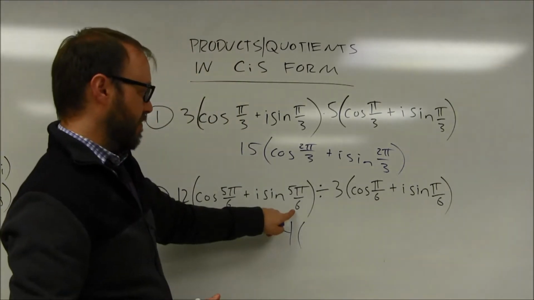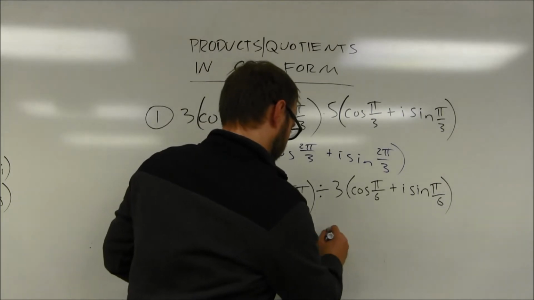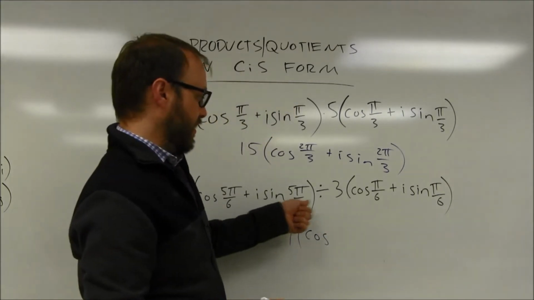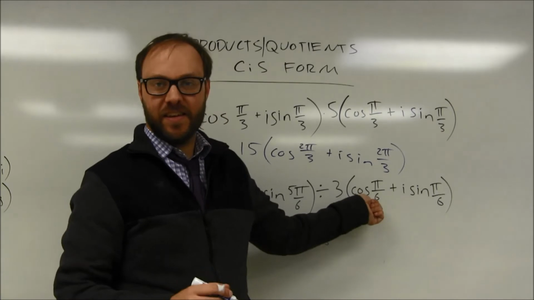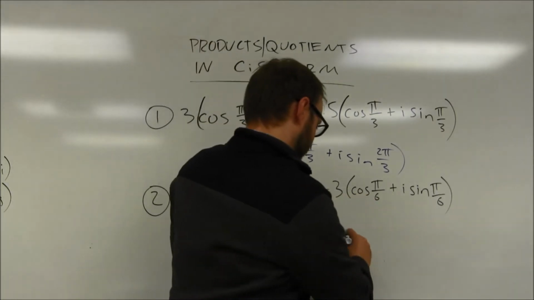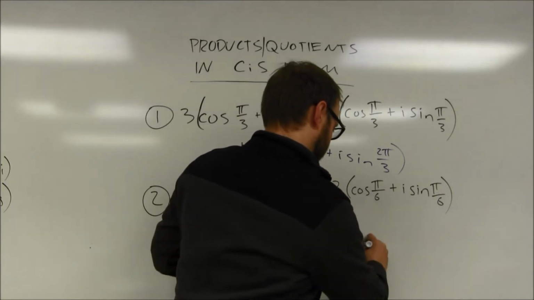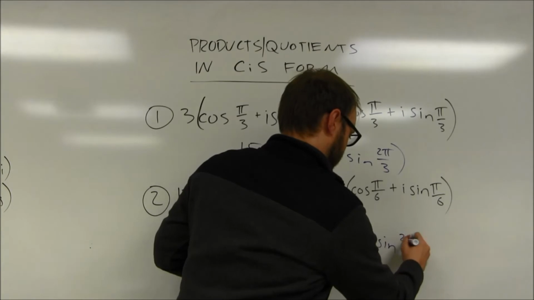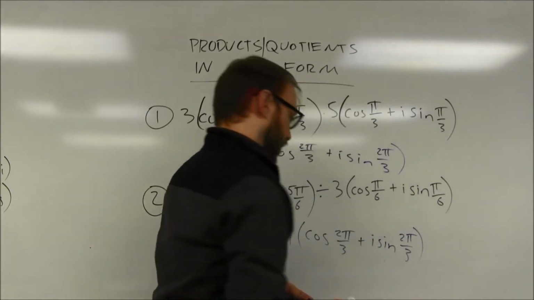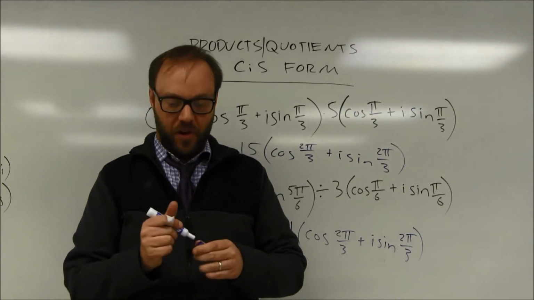So we're going to take 5 pi over 6 and subtract pi over 6. That's cosine of 5 pi over 6 minus 1/6 pi, basically. That would be 4 pi over 6, which is the same thing as 2 pi over 3. And then plus i sine 2 pi over 3. So it can be pretty simple, pretty straightforward if you know how to work with it.